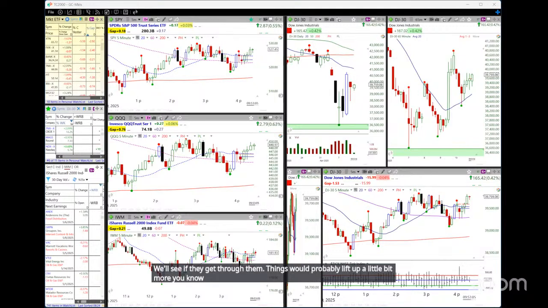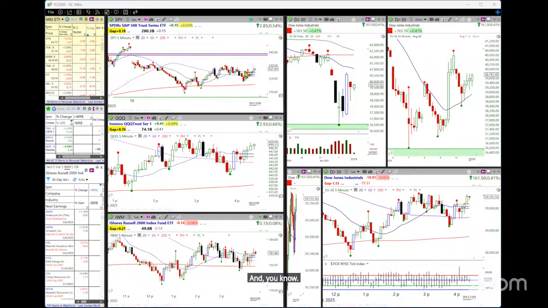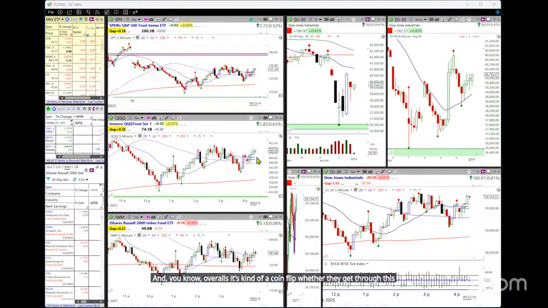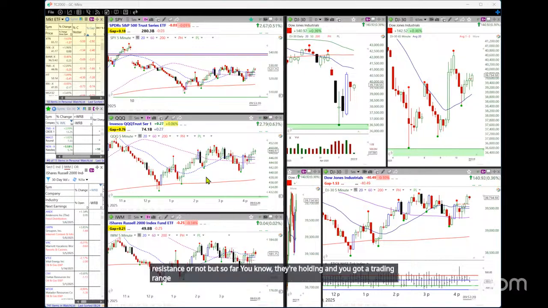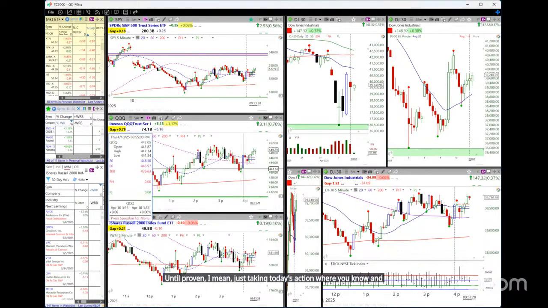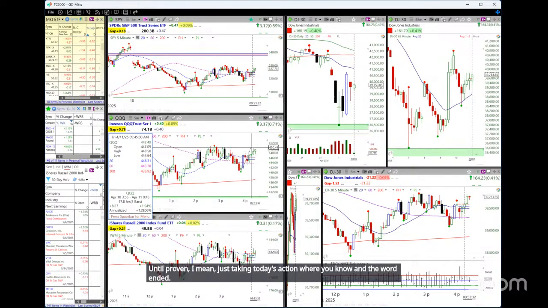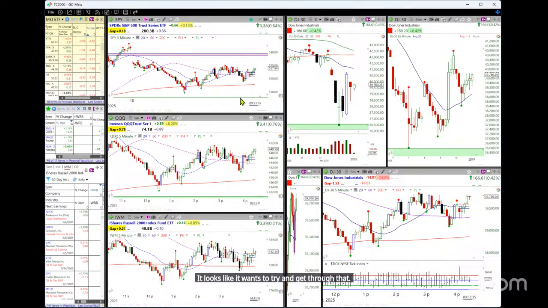You can see I've got my 5 minutes here, and overall, it's kind of a coin flip whether they get through this resistance or not. But so far, they're holding, and you've got a trading range. So until proven, just taking today's action and where it ended yesterday, it looks like it wants to try and get through that, looking at the Qs and the spiders.